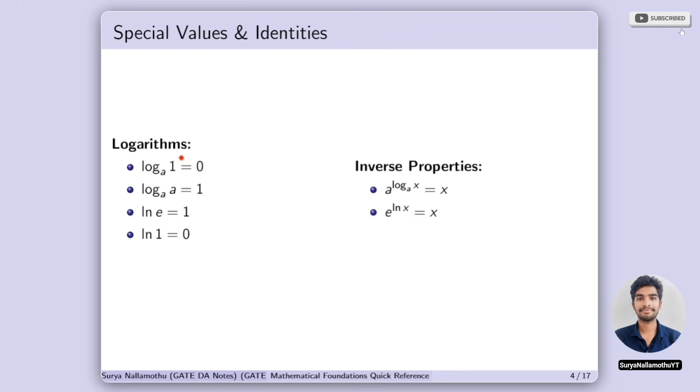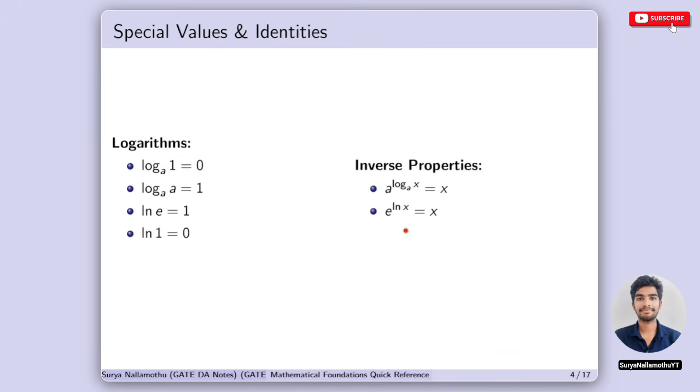Here the logarithm values: log 1 becomes 0, log a base a becomes 1, log e becomes 1, and ln of 1 becomes 0. The inverse properties are a power log x base a becomes x, and e power ln of x is nothing but x. These are the inverse properties in the logarithms.